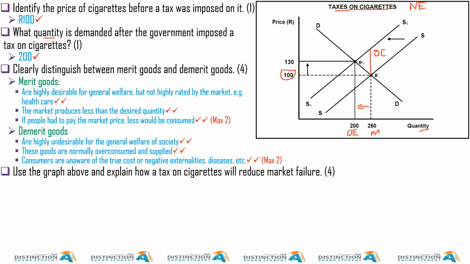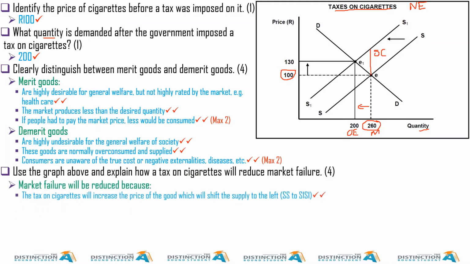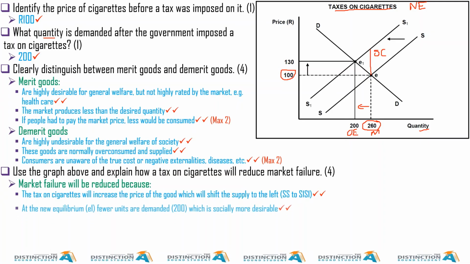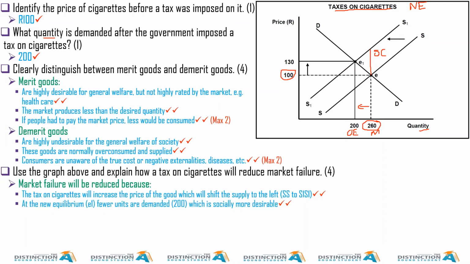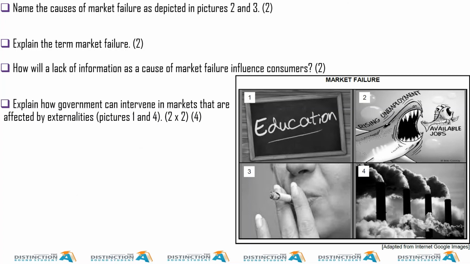Use the graph above to explain how a tax on cigarettes will reduce market failure. All right, so what will a tax on cigarettes do? It's going to reduce market failure in the sense that the market is oversupplying. The market is supplying 260, so it's going to reduce it to 200. It's as simple as that. That's what you have to say, and that is what is being said here. All right, let's go to the next one.